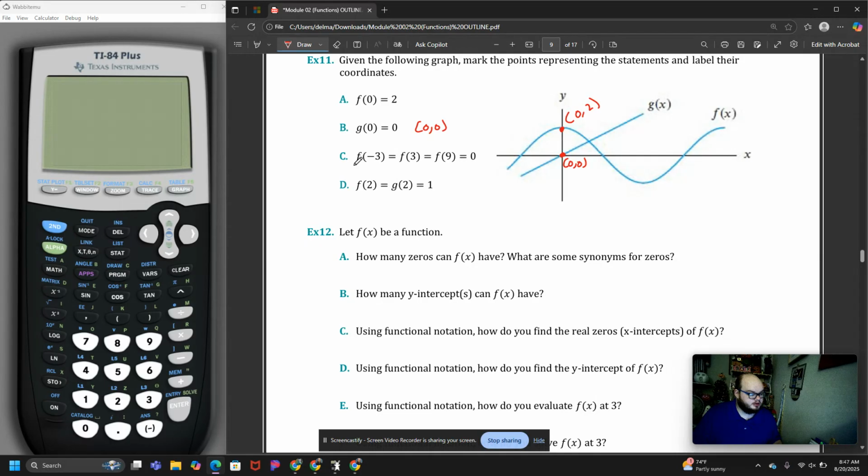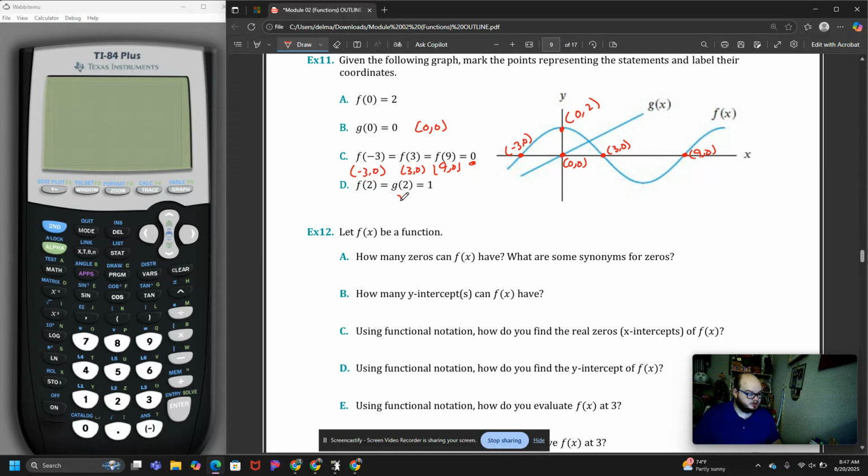This is negative 3 and 0, 3 and 0, and 9 and 0, because it says they all equal 0, and that's on the function f, so I'm on this wiggly one here. So negative 3 and 0 should be right here, 3 and 0, and 9 and 0.